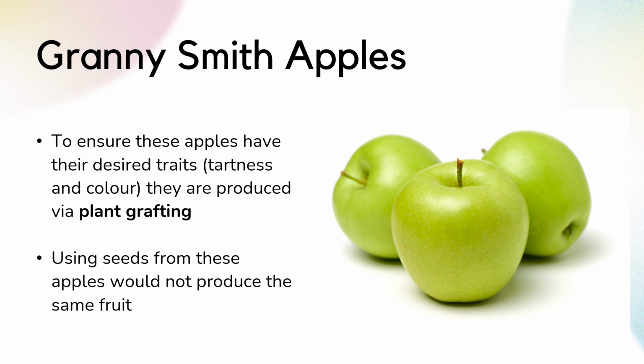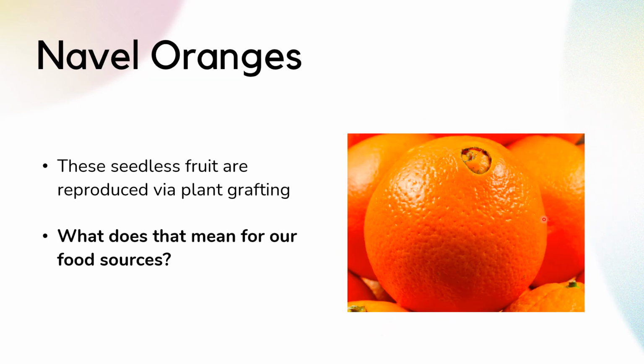Granny Smith apples are also clones. Apples are very notorious for not being able to be grown from seeds because there's so many mutations that occur in apples. So a lot of apple farmers will use plant grafting to ensure that the same type of apple is grown. A very interesting story about Granny Smith apples, which I will tell you in class. But Granny Smith apples are another type of fruit that are clones, and we eat them all the time.